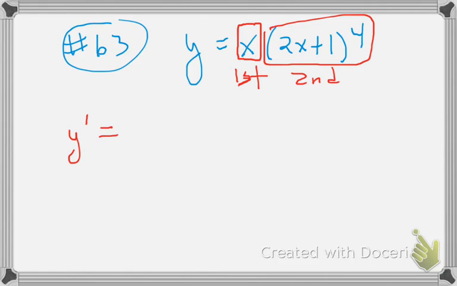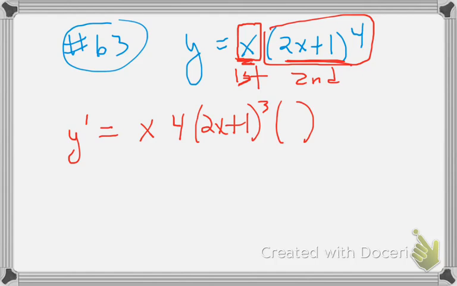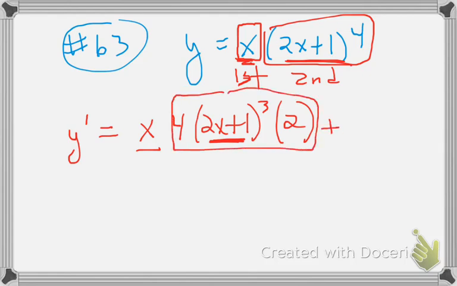So y prime is equal to the first guy, that's x, times the derivative of the second, which we're going to have to use a chain rule. So hopefully you're thinking that's 4 times (2x plus 1) to the third. But then chain rule says times the derivative of this inner piece, and the derivative of 2x plus 1 is just 2. Okay? So again, first times the derivative of the second plus second function, which is just (2x plus 1) to the fourth, times the derivative of the first function. And again, the derivative of x is just 1.